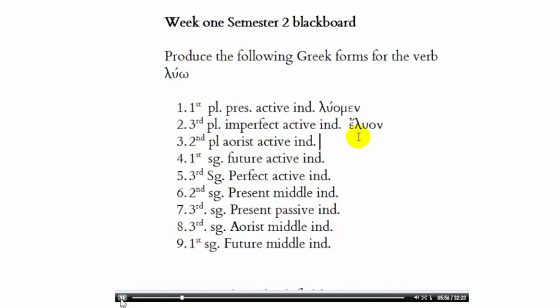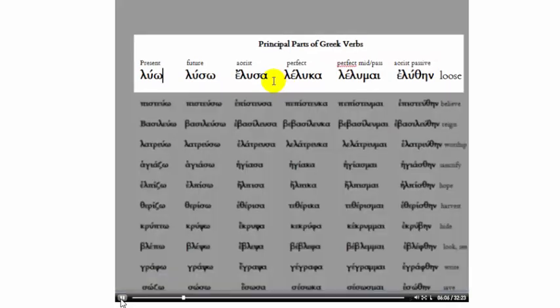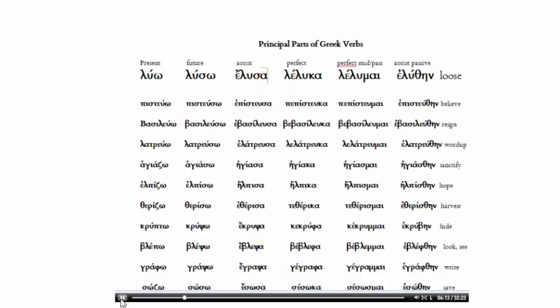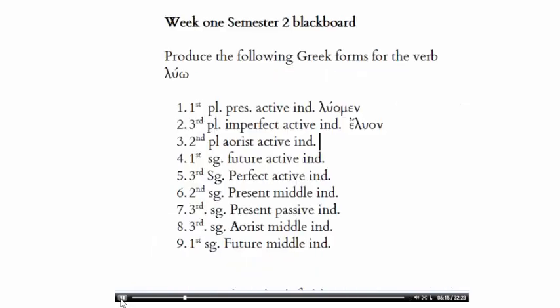The second person plural aorist active indicative is going to be built on your third principal part, which is here: luo, luso, elusa. So let's go ahead and start with that form there. And then to make it plural, second person plural, all we need to do is add the second person plural ending, which is te, ate. And then the accent will go back three syllables, namely to here.